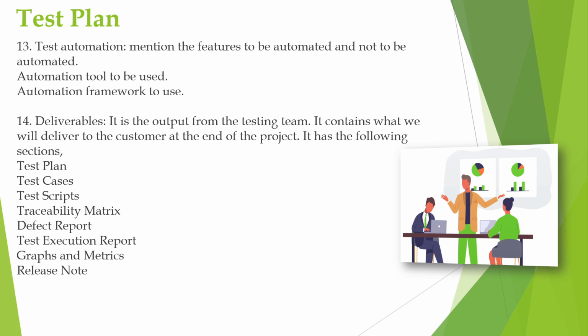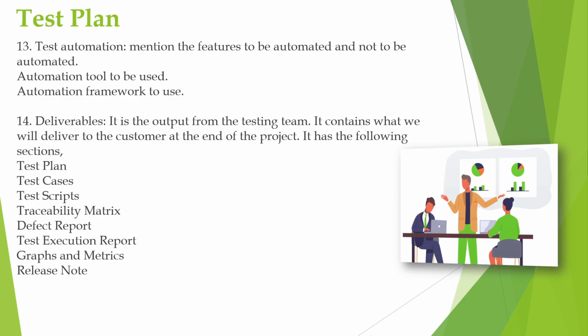Next section is deliverables. It is the outcome from the testing team and it contains what we will be delivering to the customer at the end of the project. It has many sections like test plan, test cases, test scripts, traceability matrix, defect report, test execution report, graphs and metrics, and the release note. We had studied about the test plan, test cases, test scripts, traceability matrix, and the defect report.